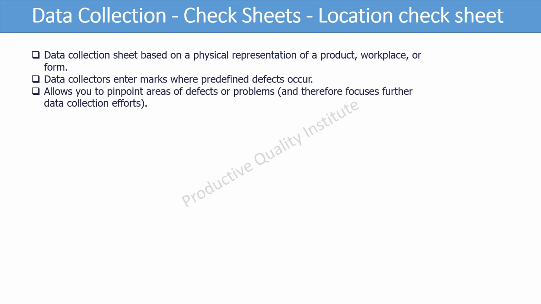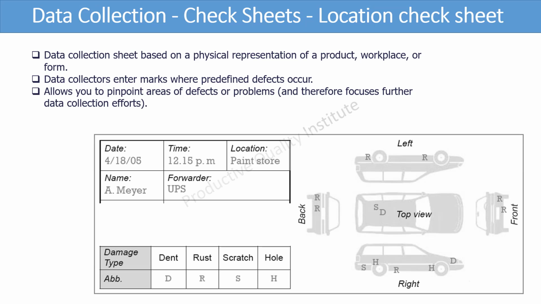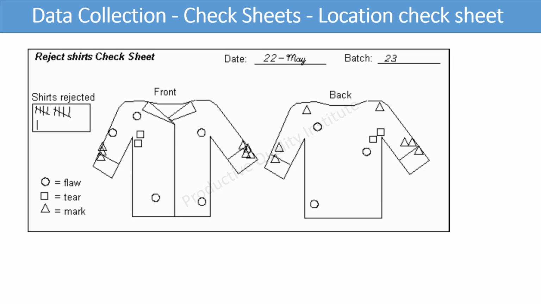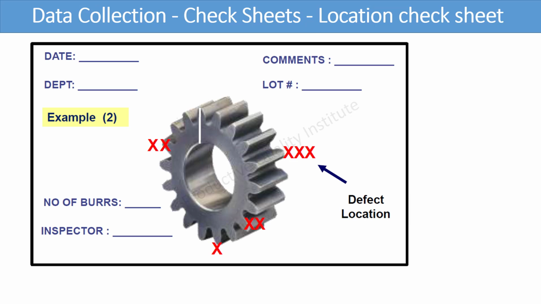Location check sheet is a data collection sheet based on a physical representation of a product, workplace, or form. Data collectors enter marks where predefined defects occur. It allows you to pinpoint areas of defects or problems and therefore focuses further data collection efforts. An example of location check sheet, reject shirts check sheet. An example of a location check sheet for the defect location in a gear.